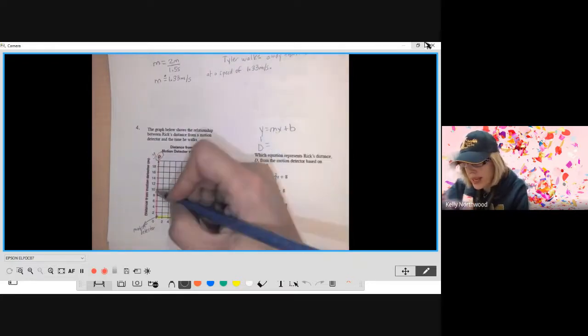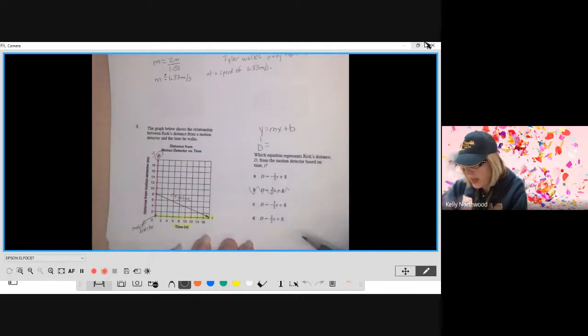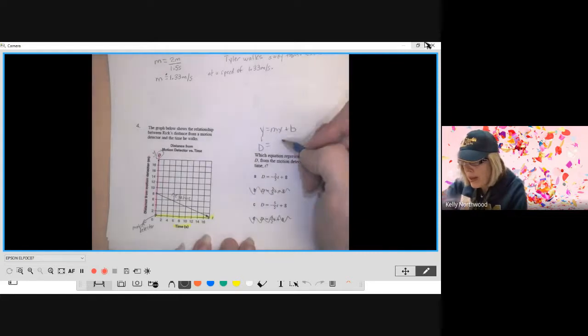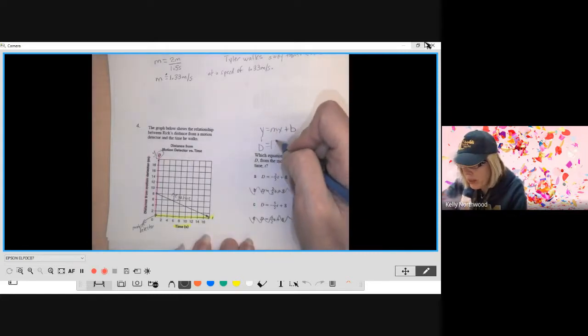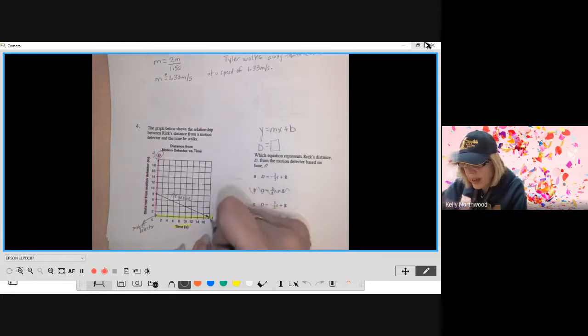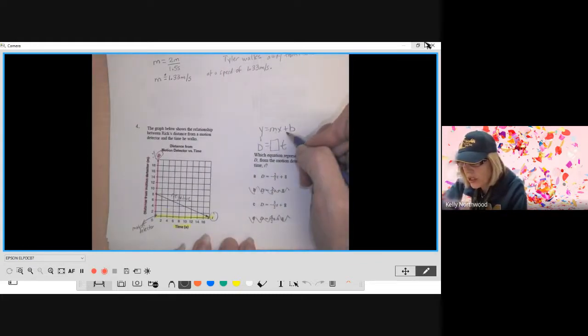We know the slope's negative, so we can cross off b and d because they don't have negative slopes. So we have to figure out the slope number, which we'll do in a second. Instead of x, we have t. And our initial value is 8, so plus 8. And they both got plus 8, so it's between these two.